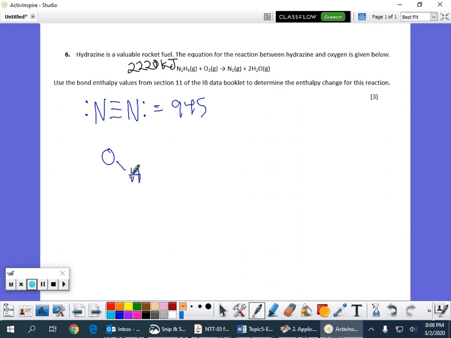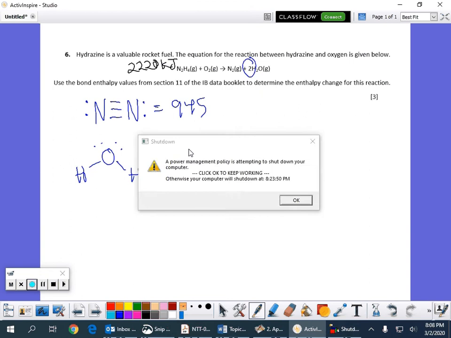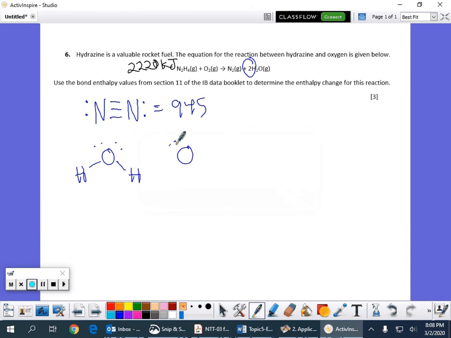Okay? And then we look at our H2O. And as I'm sure you know, our water molecule Lewis structure is going to have two hydrogen-oxygen single bonds for each water molecule. But notice in our formula that we have two of them. So really, we have 4 hydrogen-oxygen bonds in this formula. So we have 1, 2, 3, 4.